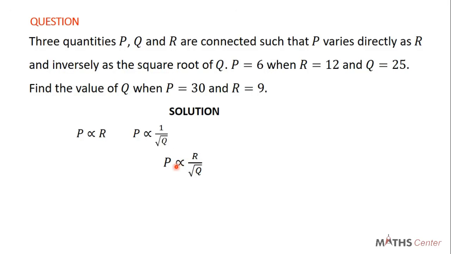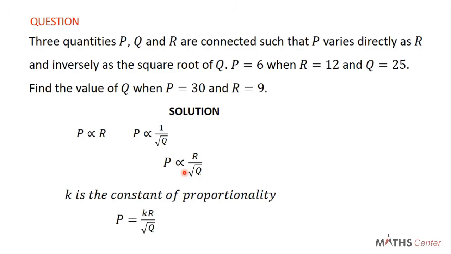Now we need to replace this proportionality sign with an equal to sign, so we introduce a constant of proportionality. So if k is the constant of proportionality, then P is equal to k times R divided by square root of Q, which will give us kR divided by the square root of Q. So this is the expression connecting P, Q, and R, but we need to find the value of k.